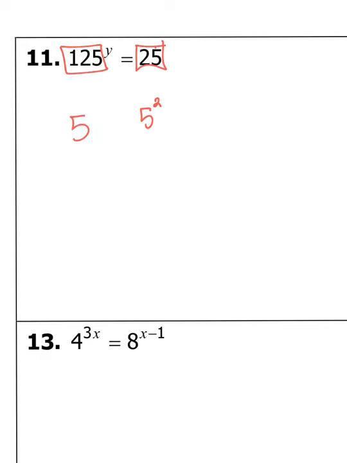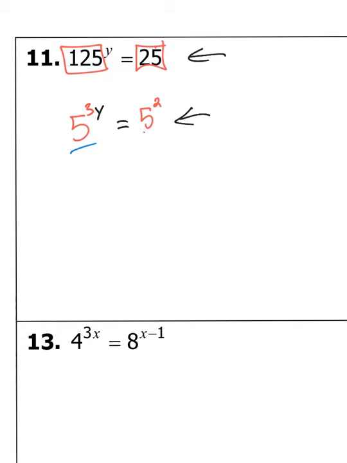5 raised to what gives me 125? That would be a 3, right? And then we still have this y here. So all I've done from here to here is I've just rewritten 125 as 5 to the 3rd, and I've rewritten 25 as 5 squared. That's all I've done. Okay, I have not changed the value of anything on here yet.